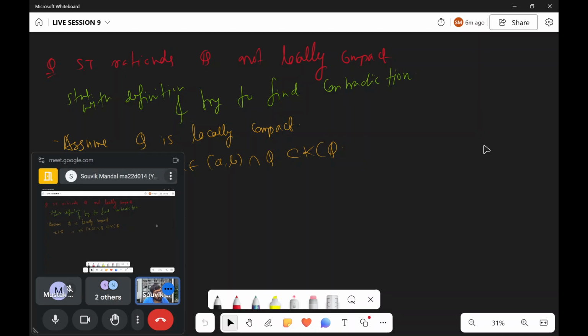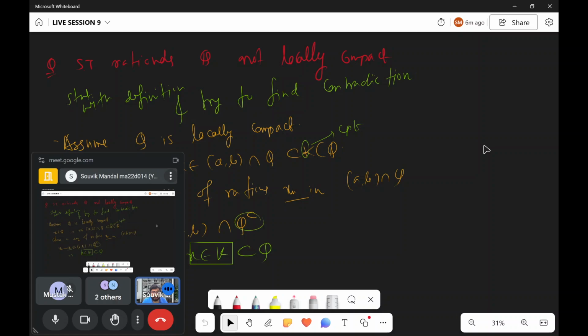Now choose a sequence of rationals xn in (a, b) intersection Q so that xn goes to x, and this x belongs to the complement of (a, b) intersection Q. Now, since K is compact, this implies that x must lie in K. But K is a subset of Q, so that x cannot be irrational. So there is the argument.